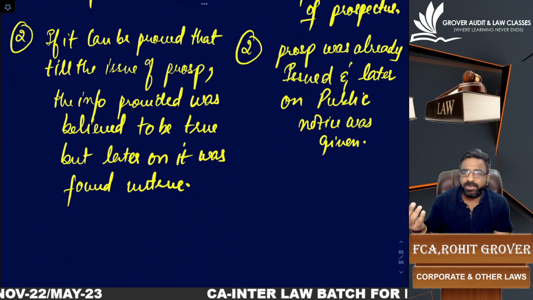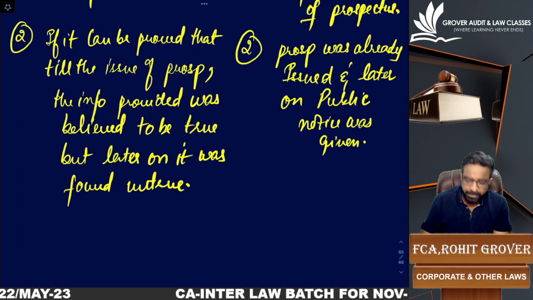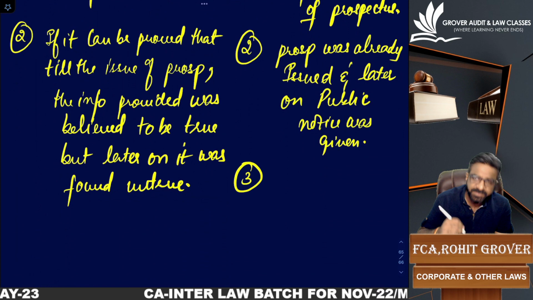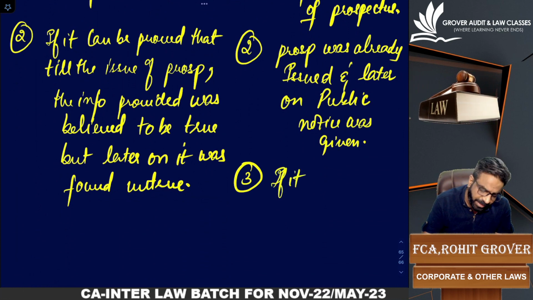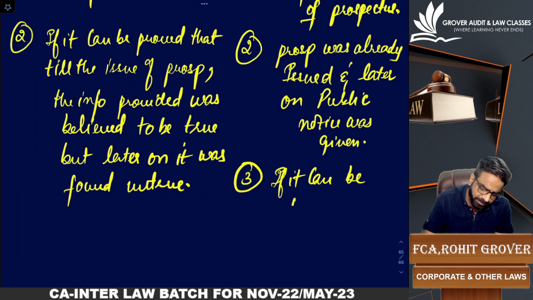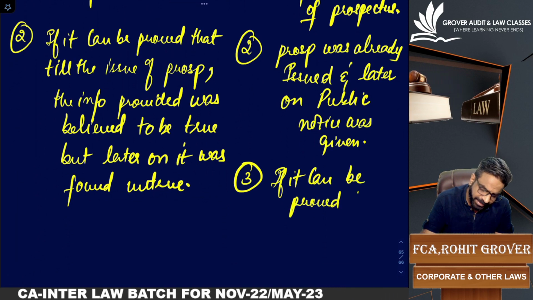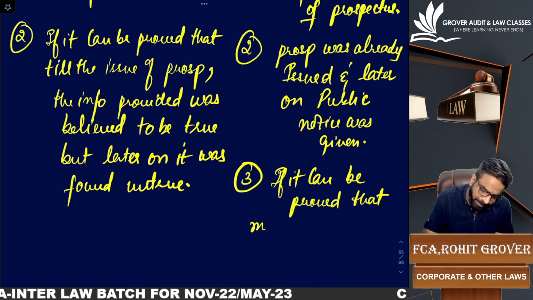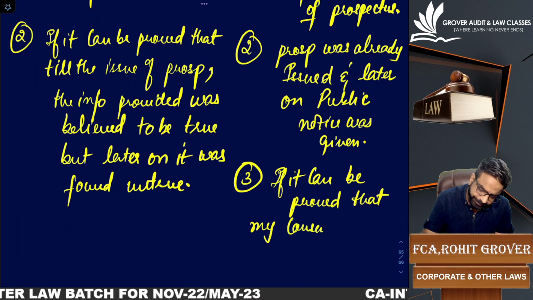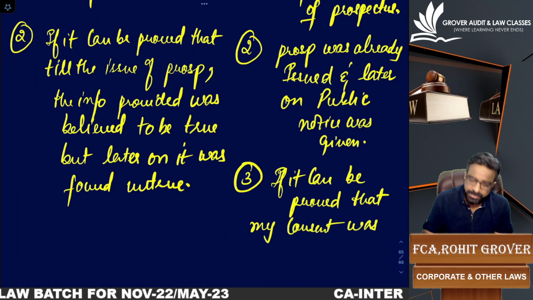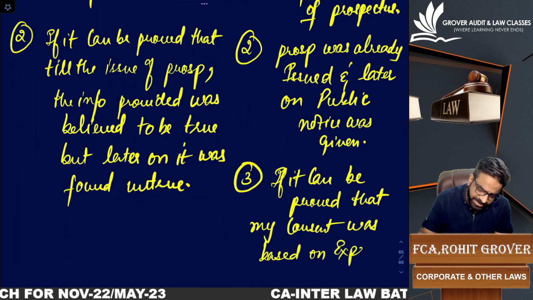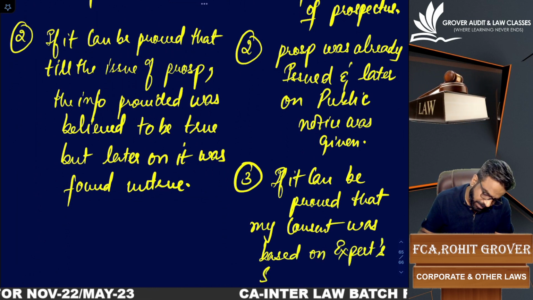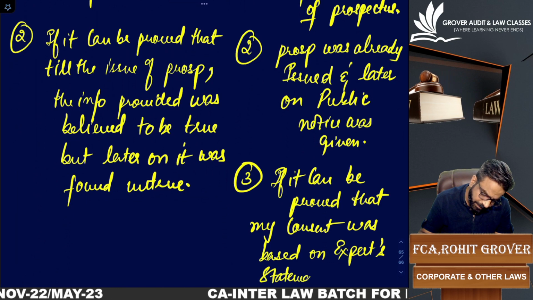So you can escape from which liability? Civil liability. So, third case, how can you escape? If it can be proved that my consent was based on an expert's statement.